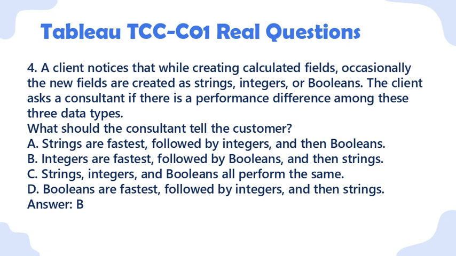A. Strings are fastest, followed by integers, and then booleans. B. Integers are fastest, followed by booleans, and then strings. C. Strings, integers, and booleans all perform the same. D. Booleans are fastest, followed by integers, and then strings. Answer: B.